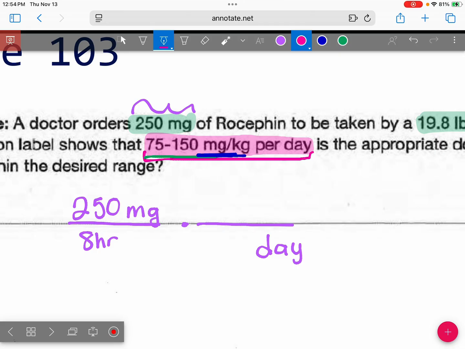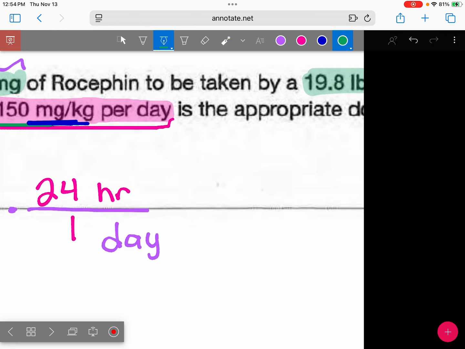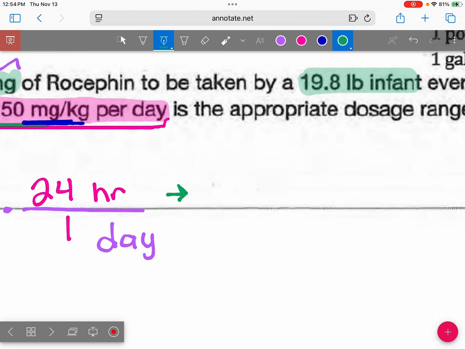Because we could also take the fact that there are 24 hours in one day. I could take my 250 times 24 over 8 times 1. Or we can realize that 24 and 8 are going to cancel out, and this is 250 times 3. So this doctor has prescribed this baby to take 750 milligrams per day as a total.